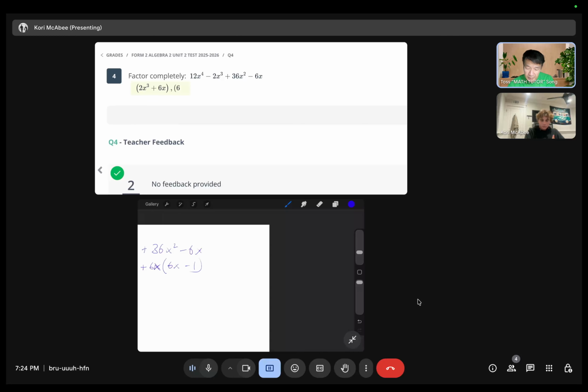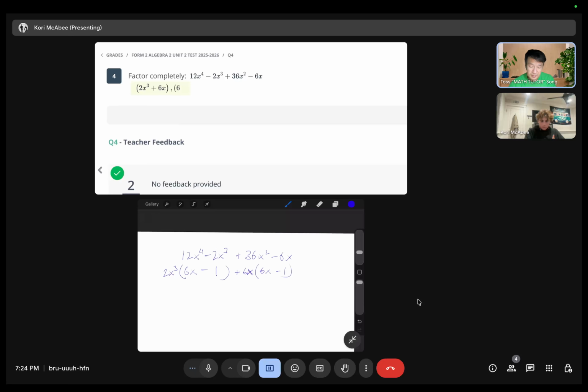Now, if you do this correctly, the thing in the parentheses must match. And they did. See? They match. So when they match, that means you did it right. You can write it in the front or in the back. This time I'll write it in the front first. Like this.